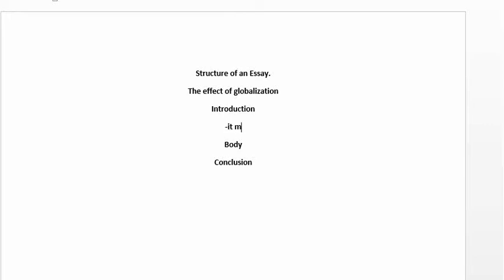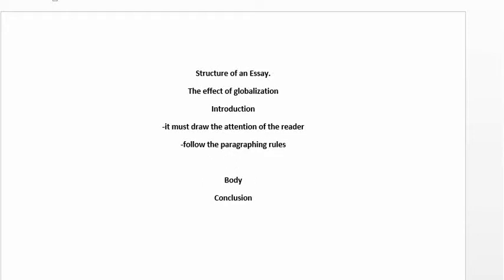Let me just make a few points. It must be catchy. It must draw the attention of the reader, and then you need to follow the paragraphing rules. I'll talk about them. Follow the paragraphing rules, and then the last one is about the thesis.